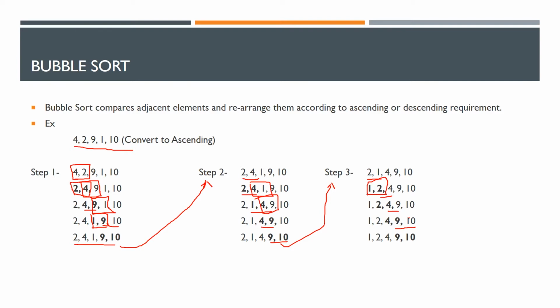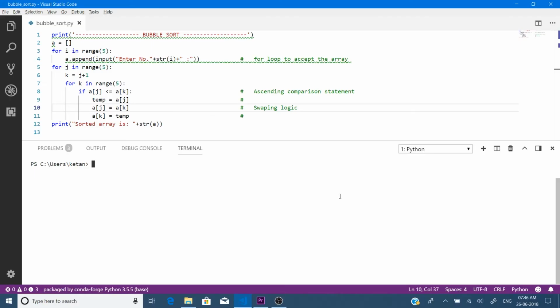Now we'll take a look at its programming, or its Python code. So let's take a look at the bubble sort program. In this program, we have taken an array, naming it A. Then we have taken a for loop where we will take an input of 5 numbers. Then we have taken two for loops. One for loop, that is J, will point to the first location, and the next for loop is K, which will point to the second location.